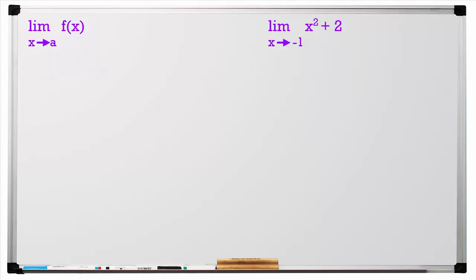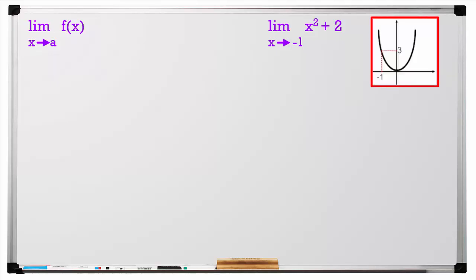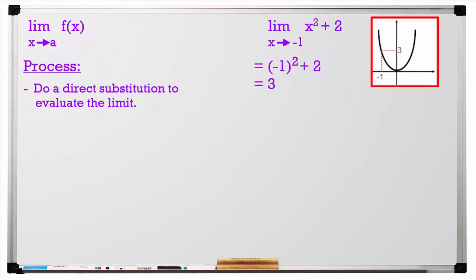One of the ways to understand a limit is through a graph. We see that as x approaches negative 1, the corresponding y value is 3. So solving this limit, we evaluate x squared plus 2 at x equals negative 1. This gives 3.